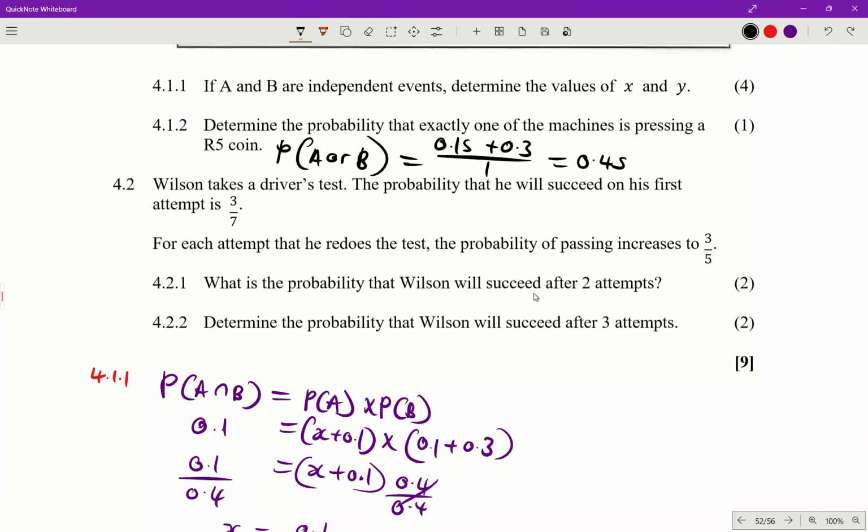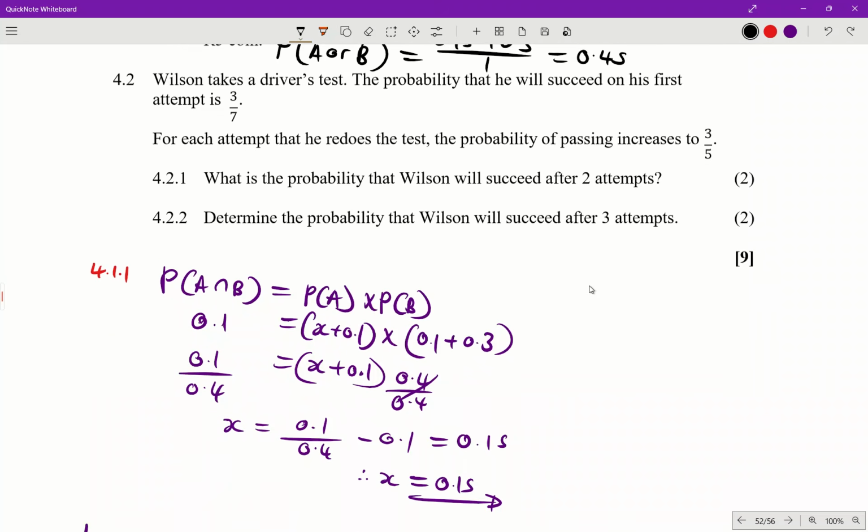So now, Wilson takes a driver test. The probability that he will succeed on his first attempt is 3/7. For each attempt that he redoes the test, the probability of passing increases to 3.5. What is the probability that Wilson will succeed? Then after next, guys, you need to draw a tree diagram here. You see, this one you need to draw a tree diagram.